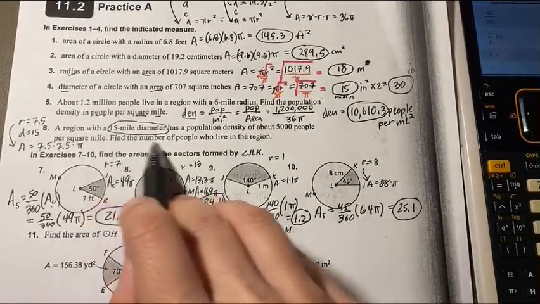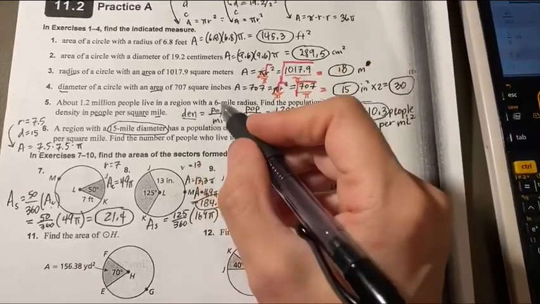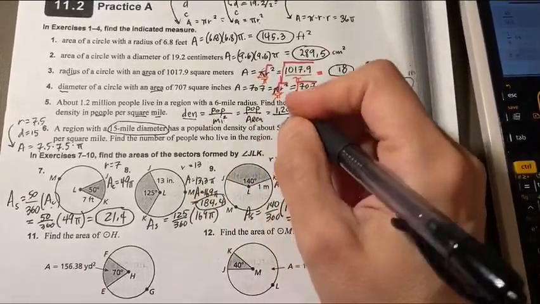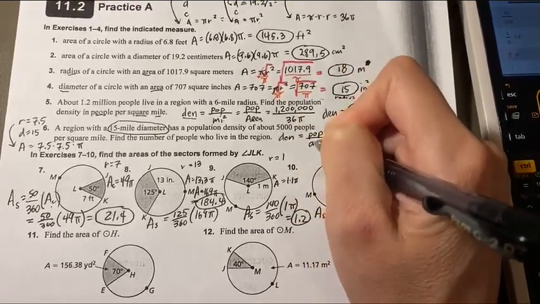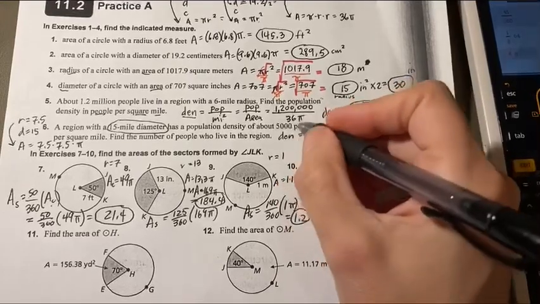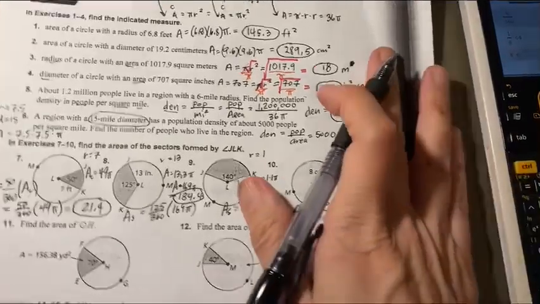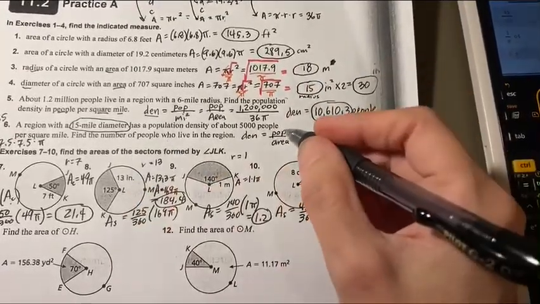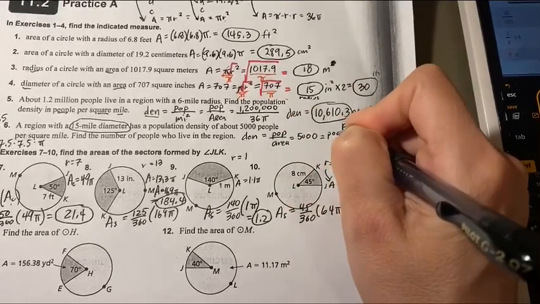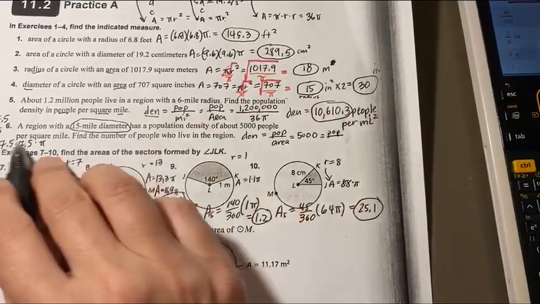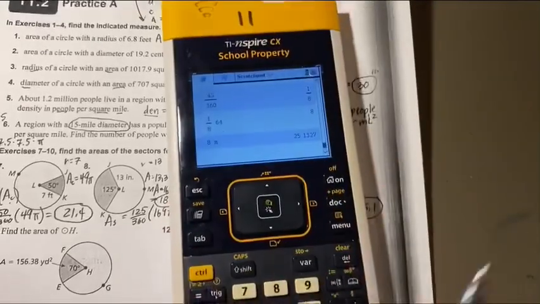So it says find the number of people who live in the region if the density is 5,000. So now it's the same formula, but instead of the density being equal to the population over the area, they've actually told us the density is. So they gave us the answer. The density is 5,000 per square meter. And they want us to solve for the population. Okay, so we know this is equal to the population over the area, and we know the area is 7.5 times 7.5 times pi. So let's figure out what that is.